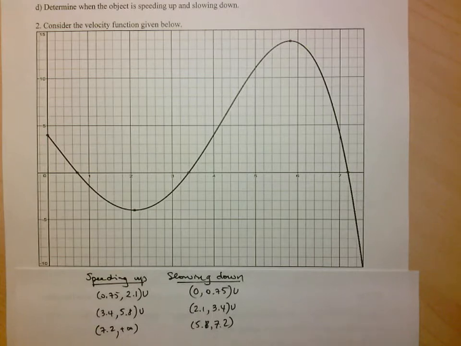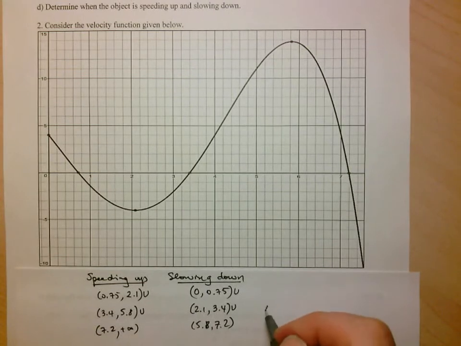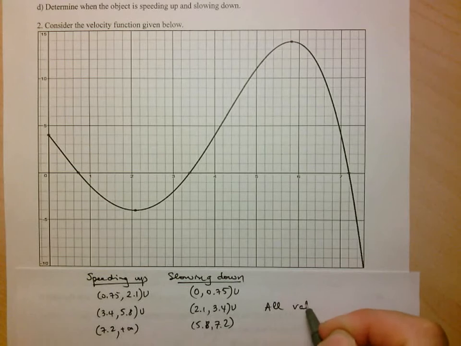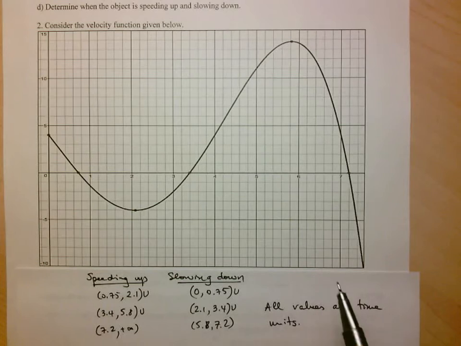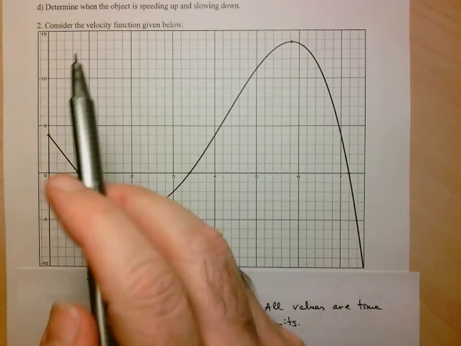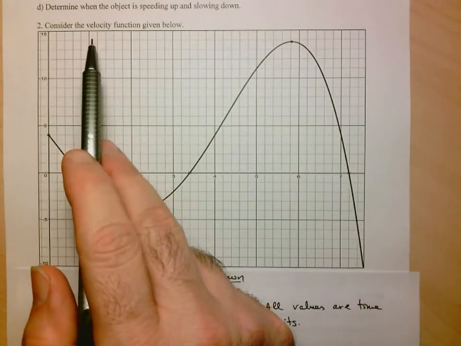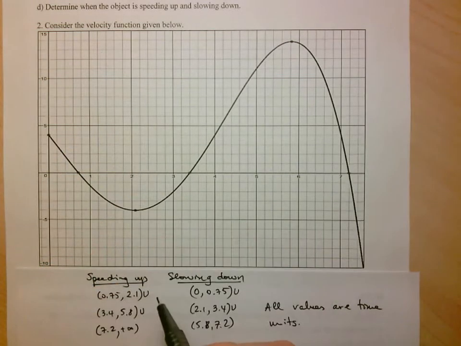I should emphasize here that all values are time units. Because I don't tell you what the units are, we can't be more precise than that. So just to recap, make sure you know what information the graph is giving you, and make sure you know how to determine speeding up and slowing down. It's about looking at the signs of the velocity and acceleration, and then analyzing the graph as you go along.